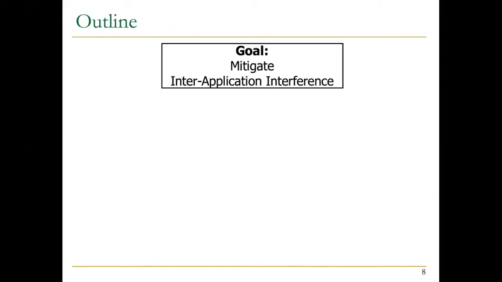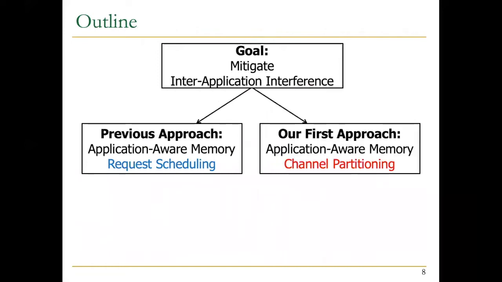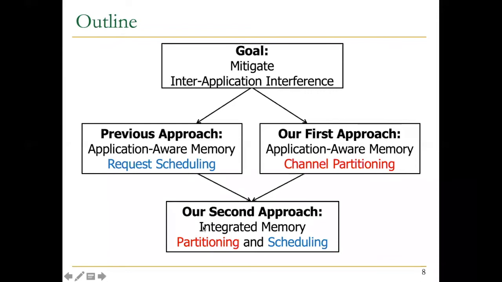So what is the goal of the paper? The goal of the paper is to mitigate this inter-application interference. The previous predominant approach to mitigating inter-application interference is application-aware memory request scheduling. Basically, the memory controller tries to sort out and prioritize these requests to mitigate the interference as much as possible. Now, this paper introduces 2 approaches. The first approach is called application-aware memory channel partitioning, as we will discuss. Basically, it partitions the applications to different channels. The second approach integrates this channel partitioning with some amount of intelligent memory request scheduling. This is called IMPS, integrated memory partitioning and scheduling.